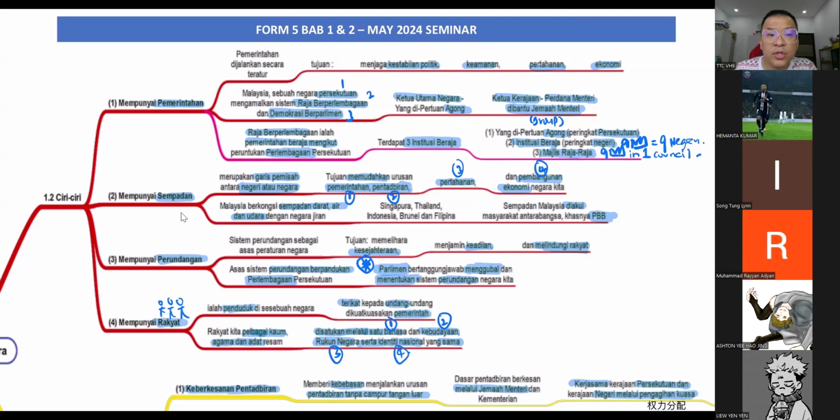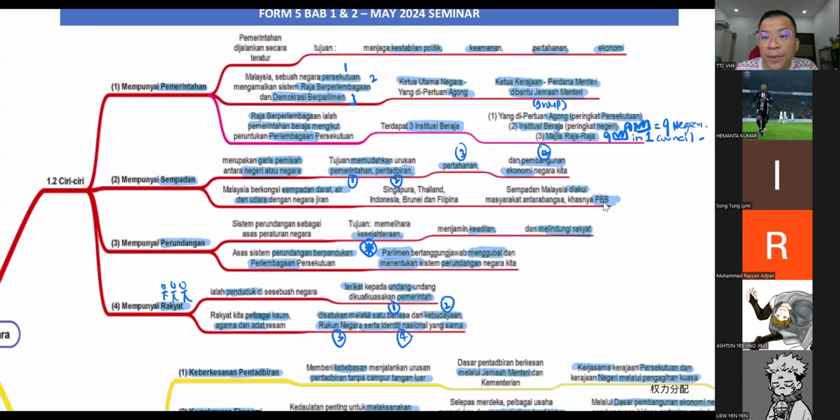Then we have borders. A country that has sovereignty will have borders. So what is a border? What is sempadan? Sempadan is garis pemisah negeri atau negara. It's one line that differentiates Malaysia from Thailand. So the function of sempadan is memudahkan pemerintahan, pentadbiran, pertahanan, and pembangunan ekonomi. It makes it easier to control, to administer, defend, and develop. Our border can be land border, water border, and air border. Darat, air, dan udara. Diakui PBB, recognized by the United Nations. Memudahkan perdagangan.